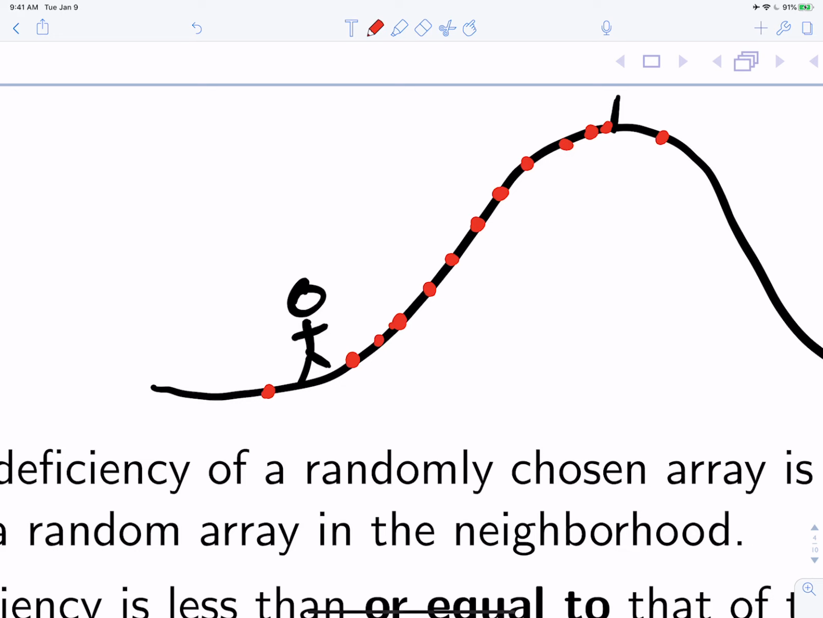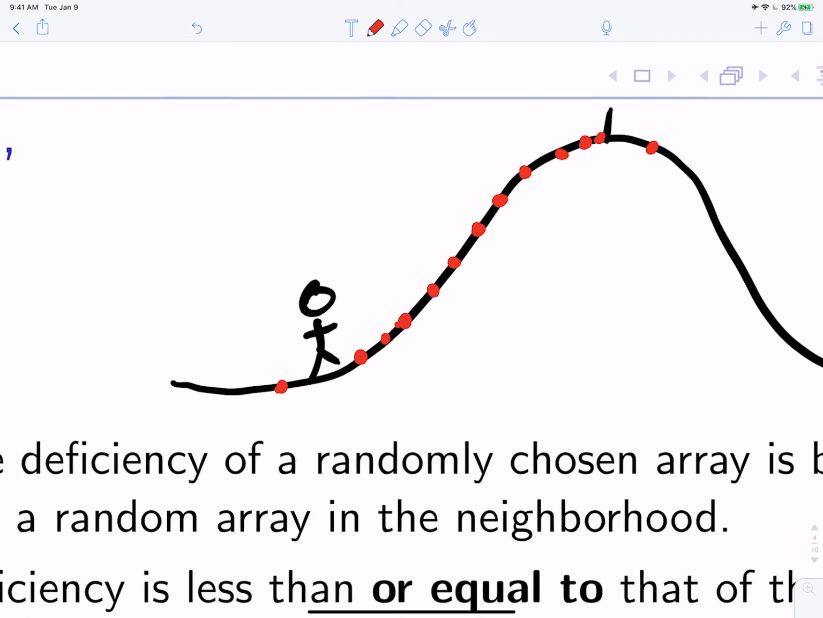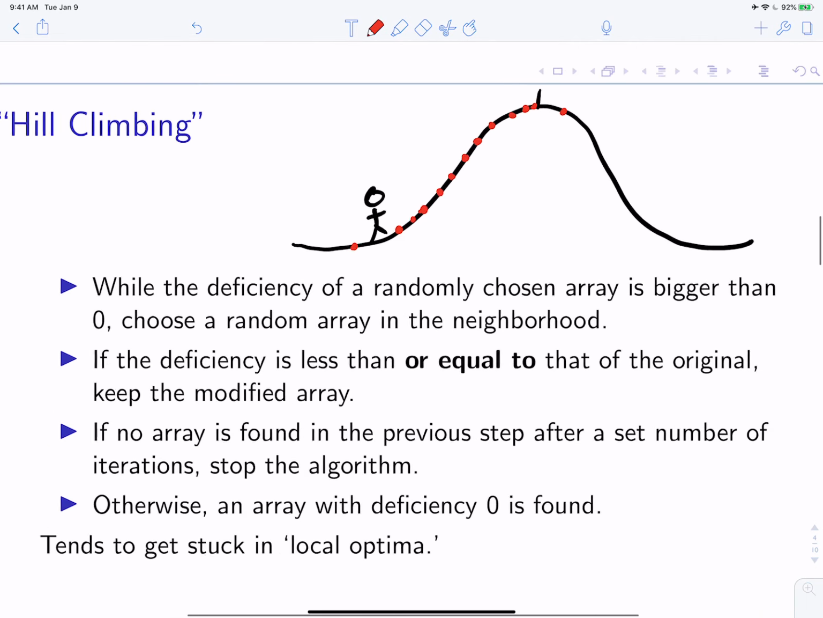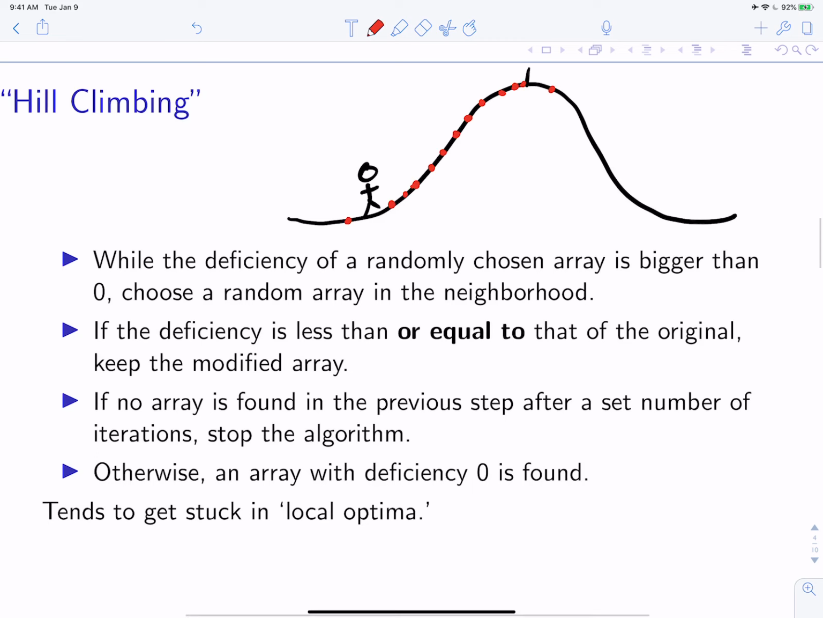So we just keep making changes until we get to a point where we just keep searching and we can't find an improvement. So what do we do here? What we do is we just keep making changes to the array. If the array results in the deficiency going down, then great, we keep it. If the deficiency is going to go up, keep the original value there.